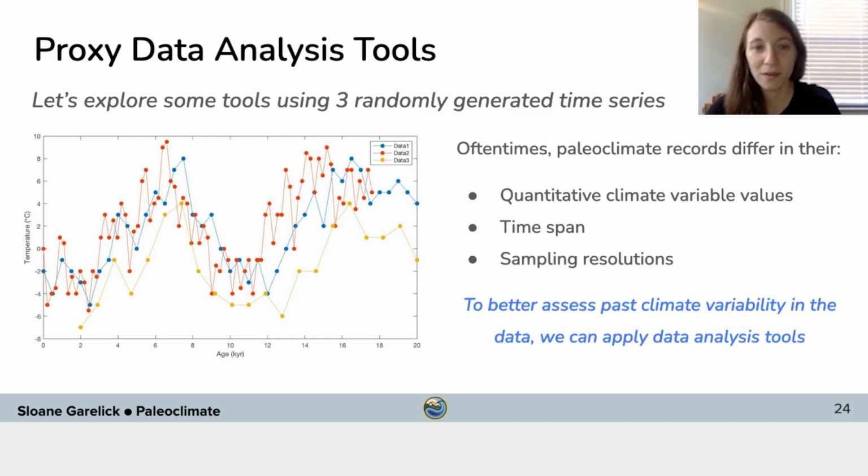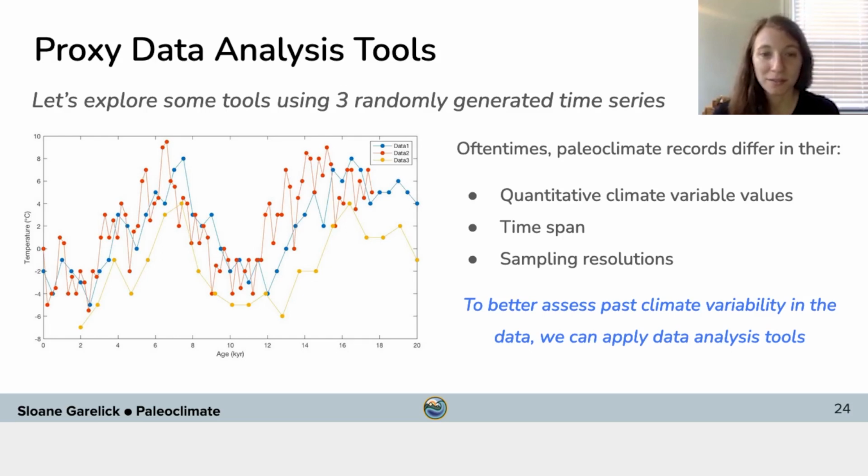For example, paleoclimate records sometimes differ in their quantitative climate variable. As we saw in previous tutorials, there are oftentimes many proxies with different climate variables. Therefore, although two measurement types might represent the same climate feature, such as temperature, their quantitative values may be different. For example, one could be delta D or one could be delta 18O.